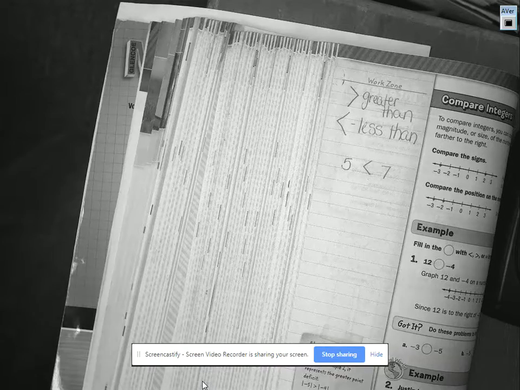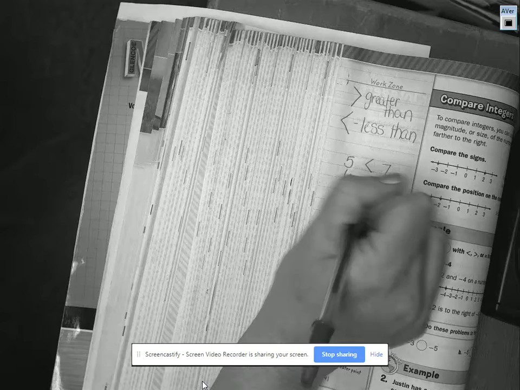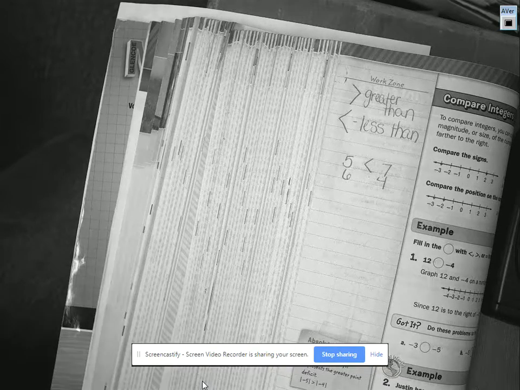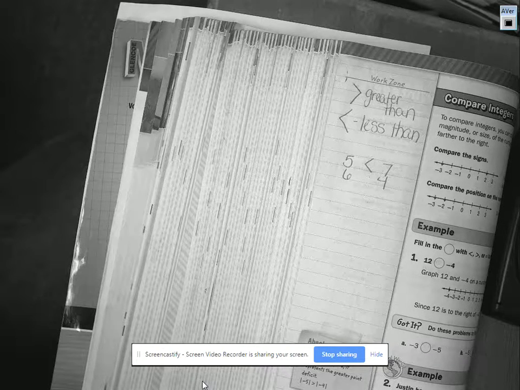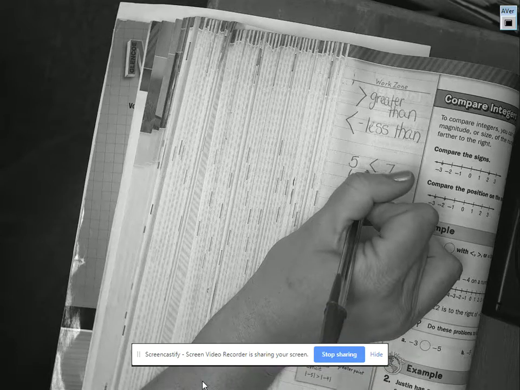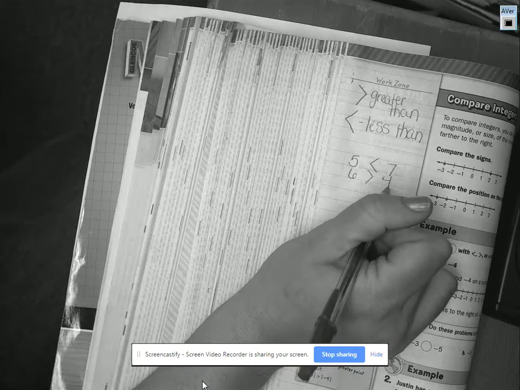Go ahead and take a moment and compare these two numbers. Make sure the alligator eats the bigger number or whatever. When you're finished, compare with the people at your table. All right, hopefully you have the greater than sign, and you know that 6 is greater than 4.